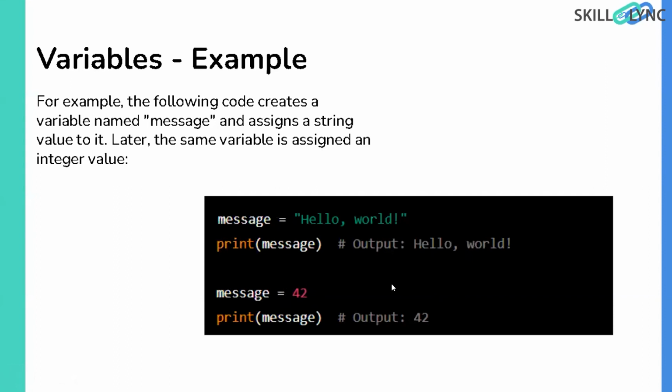Why is it displaying 42? Because we have assigned this particular number 42 to this variable name message. Is that fine? Yes or no? Guys, any doubts? Cool.